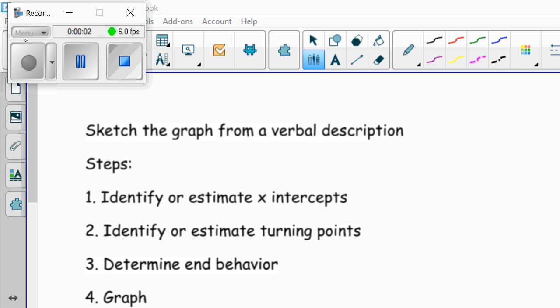All right, so today in Algebra 2, we're going to finish off Section 3.1, Graphing Polynomials. So I'm going to pick up today in the notes with sketching the graph from a verbal description.